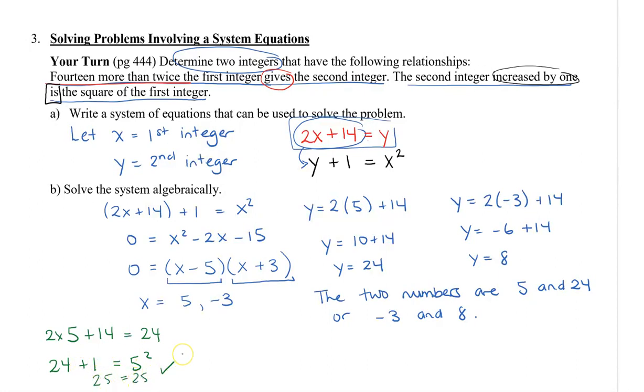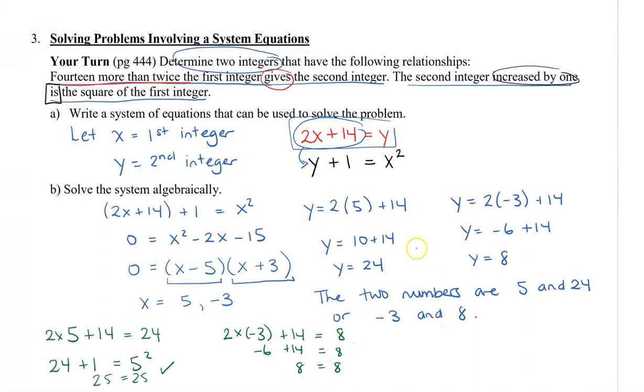So that does work. We also need to try it with the other set of numbers, negative 3 and 8. So it says 14 more than twice the first integer. So twice negative 3, and then 14 more. That should give us the second integer, which is 8. So I get negative 6 plus 14, and so that is 8 equals 8.